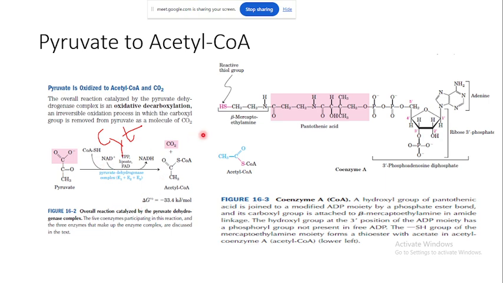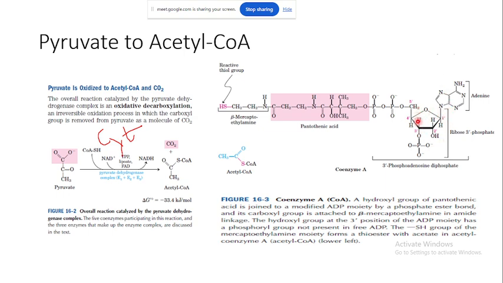Here is the structure of the coenzyme, CoA-SH. It is composed of a modified ADP molecule, right? You can see the nitrogen base is adenine.